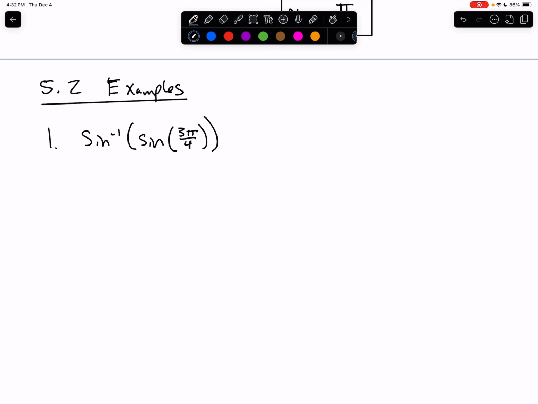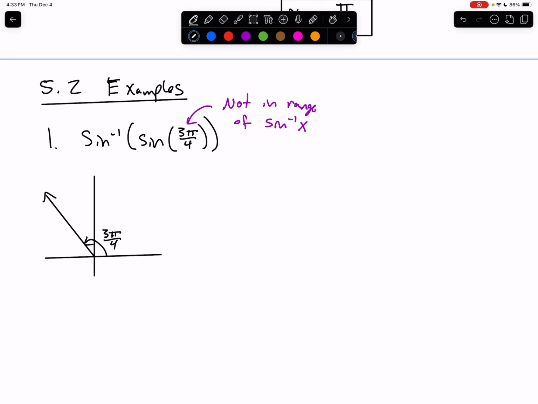Okay, so normally inverse sine and sine cancel out, and you're just left with whatever the input is. But this 3 pi over 4 is not in the range of the inverse sine. So we have to do a little bit of extra work. All I really want to think about is first drawing out where 3 pi over 4 is. It's going to be in quadrant 2. So this right here is 3 pi over 4.